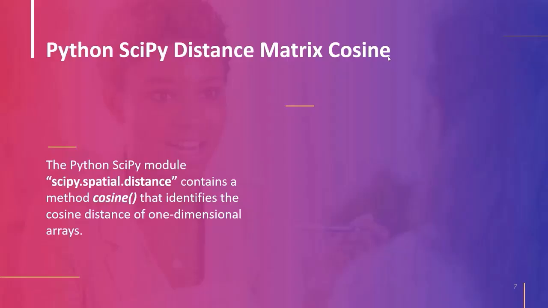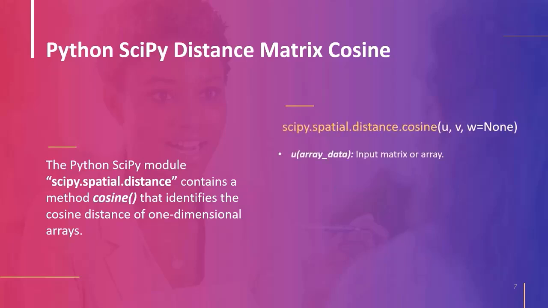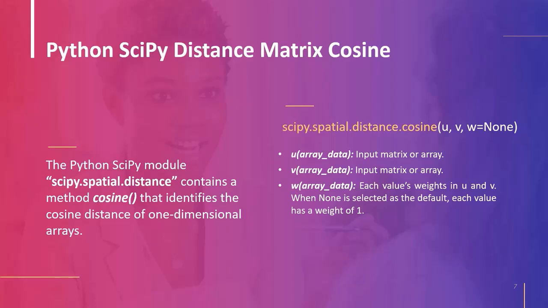Our next topic is Python SciPy distance matrix cosine. The method cosine of the Python SciPy module scipy.spatial.distance determines the cosine distance of one-dimensional arrays. The syntax of the method is as follows, where parameters are u, which represents the input array, v, which also represents the input array, and w, which is used to specify weights for each value in u and v.